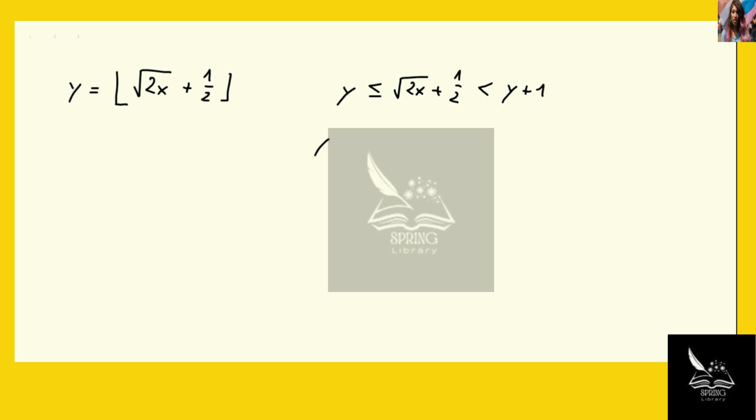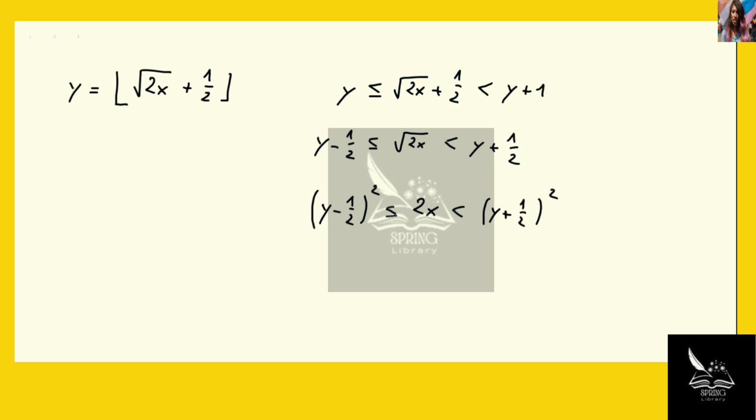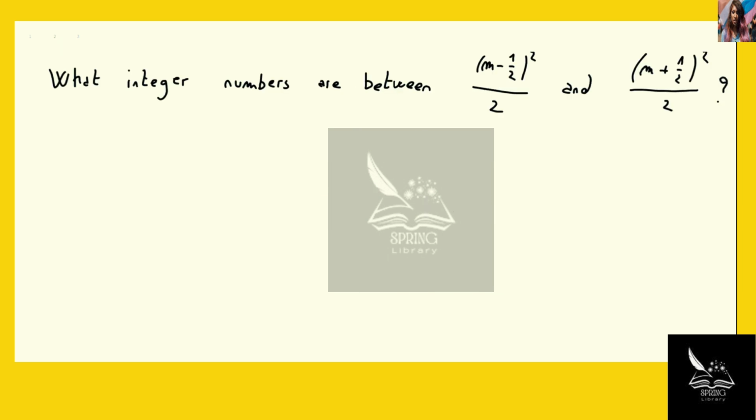So now we can subtract 1/2 from every term and square everything. And finally divide by 2. So if we know that y is the floor of root 2x plus 1/2, we know that x must satisfy this inequality here. So all the values that are between y minus 1/2 squared over 2 and y plus 1/2 squared over 2 are such that floor of root 2x plus 1/2 is exactly y.